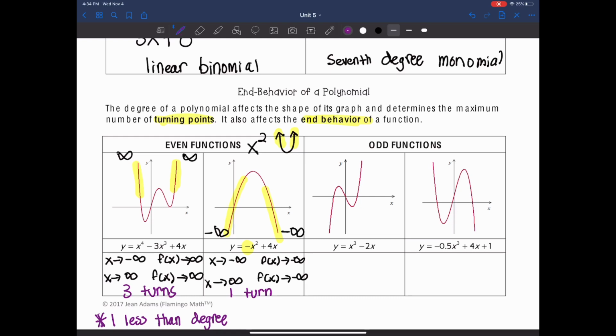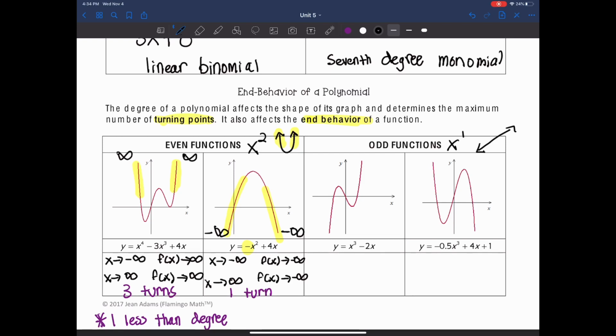Now let's look at odd functions. When you think of odd functions, I want you to think of, for example, x to the 1st. We know x to the 1st is just any old linear function. So we might have a line that looks something like this. We have a positive leading coefficient and our graph is going upwards in the positive direction.